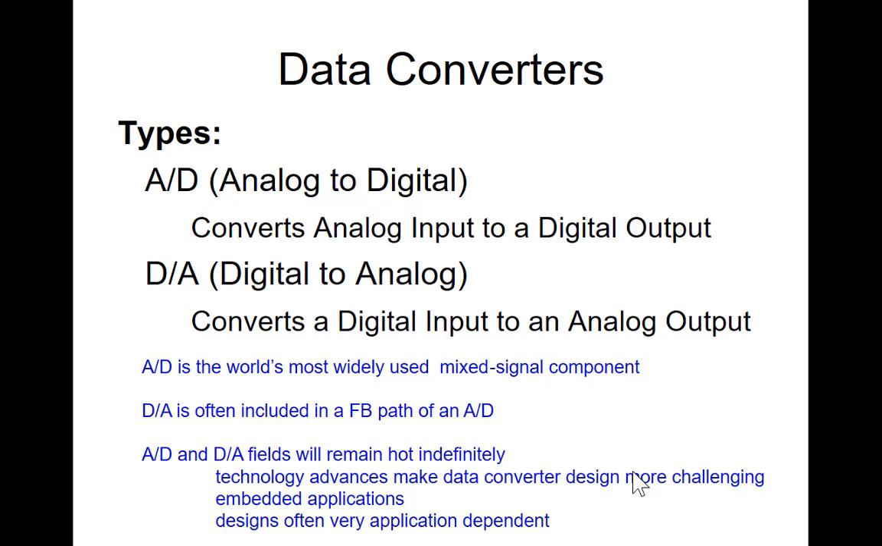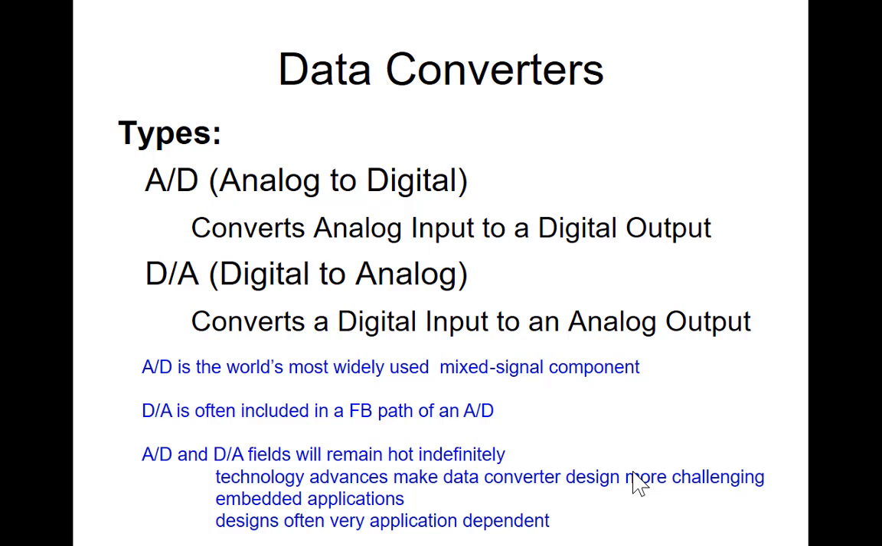I'd like to spend the period today talking about data converters. We'll spend several lectures talking about data converters. There are two types of data converters, ADCs and DACs. An ADC converts an analog signal to a digital output, and a DAC does the opposite. It converts a digital signal to an analog output. The A to D converter is the most widely used mixed signal component. The DAC is often included in the feedback path of an ADC, although there are a lot of applications for DACs as standalone elements as well. The data converter field will provide job opportunities for the foreseeable future.